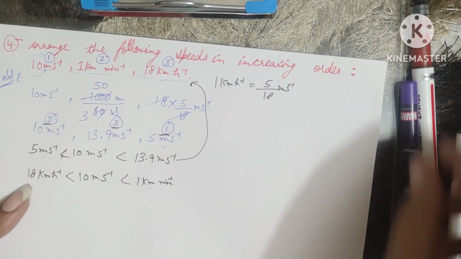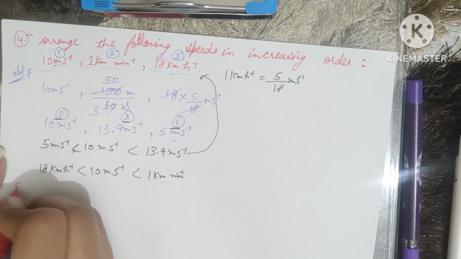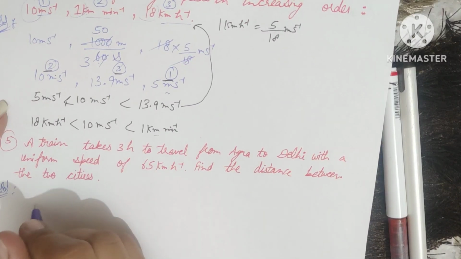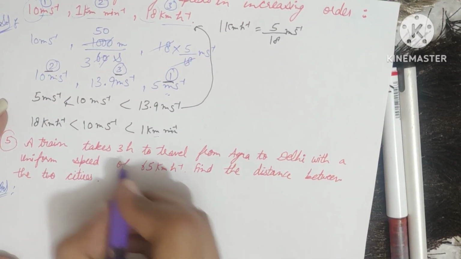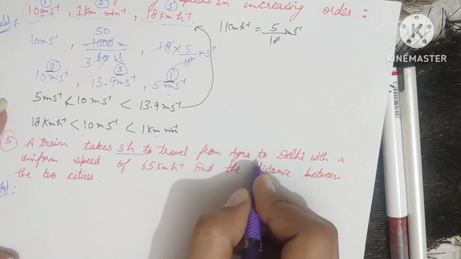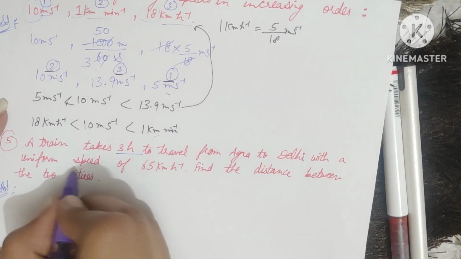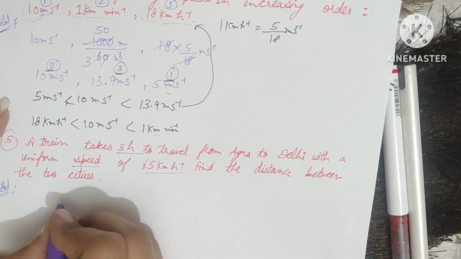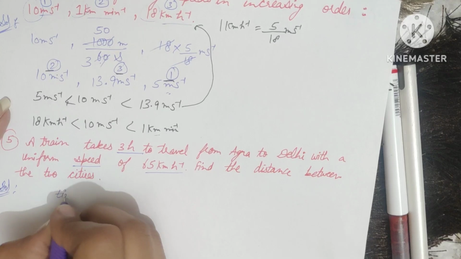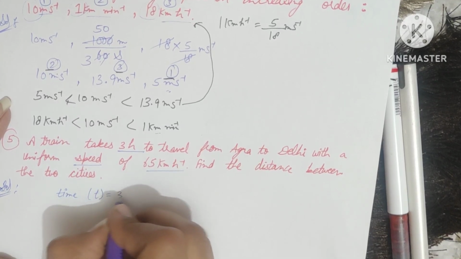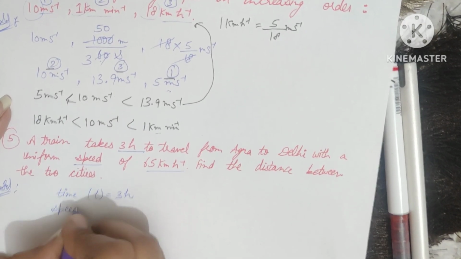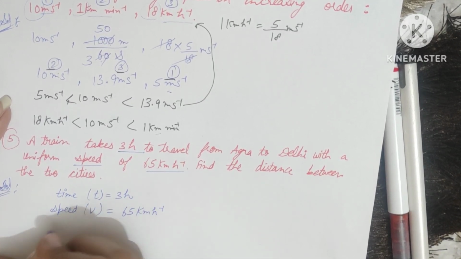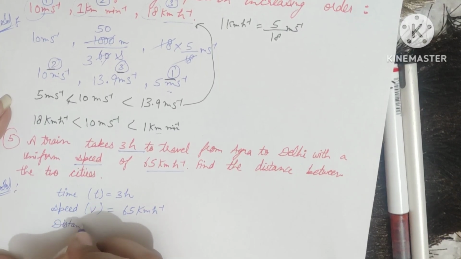Clear? Then question number 5 is: a train takes 3 hours to travel from Agra to Delhi with the uniform speed of this, and find the distance between the two cities. Firstly, we are going to write what the things are given to us. The time is given, that is 3 hours. Speed of the train is given, which is 65 kilometer per hour, and we wanted to find the distance.